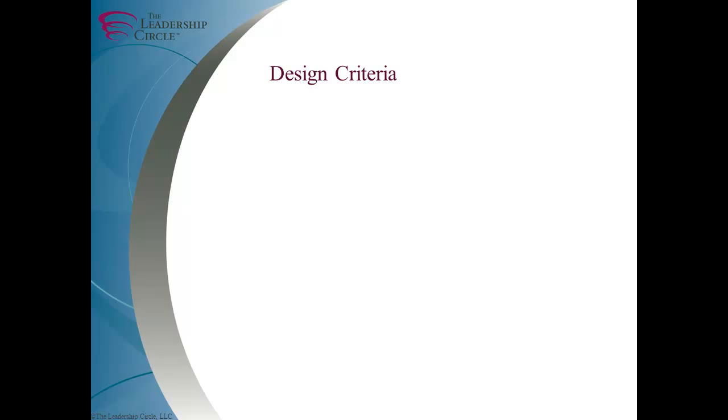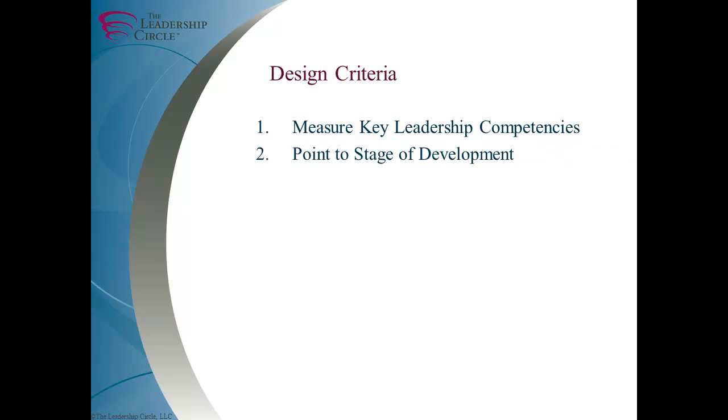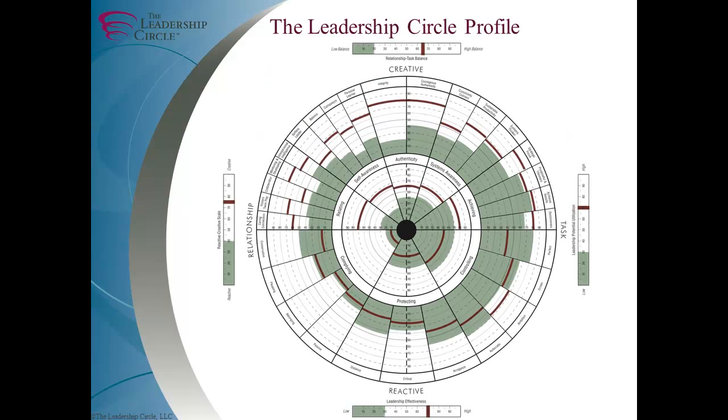When you sign up for the Leadership Circle, there are a couple of design criteria that they take in mind when developing this, one of which is measuring key leadership competencies, and the other which is pointing to the stage of development. The leadership competencies are found in the top half of the circle, and there are 18, and we discussed them. The maroon hash mark is how you see yourself, the level of leadership competency you see yourself as, and the green is a representation of all the people that took the Leadership Circle and where they see you. And this is the Leadership Circle that you will receive when you sign up.